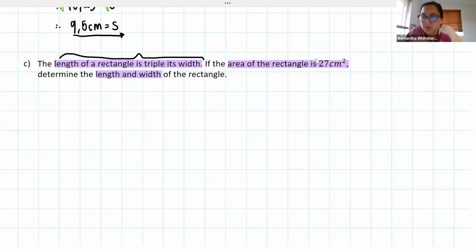Is that your answer, the 3 centimeters? I just want to make sure. Is that your answer for this question C?